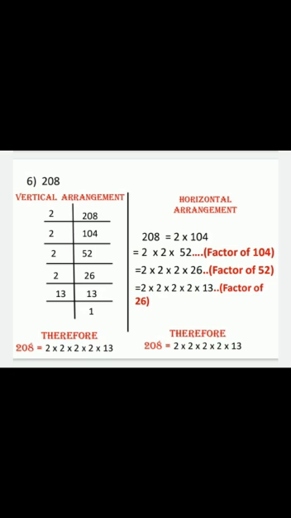Then in horizontal arrangement, 2 into 104. Then you are going to find the factors of 104, that is 2 into 52. So you are going to write 2 into 2 into 52. Then factors of 52 is 2 into 26. So you will write 2 into 2 into 2 into 26. Then factors of 26 is 2 into 13. So you are going to write 2 into 2 into 2 into 2 into 13. So the factors of 208 is 2 into 2 into 2 into 2 into 13.